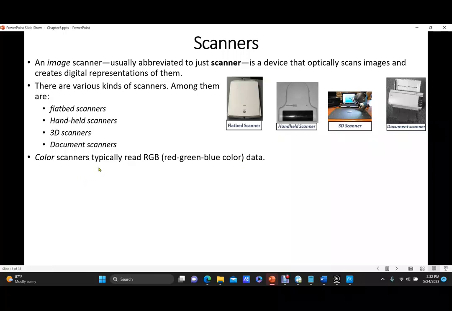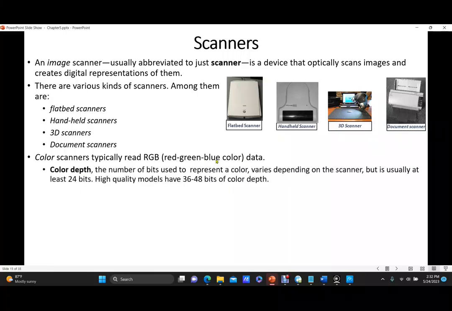Color scanners typically read RGB, red, green, blue color data. Color depth for color scanners is the number of bits used to represent a color, and it varies depending on the scanner, usually at least 24 bits. The high quality models have 36 to 48 bits color depth.